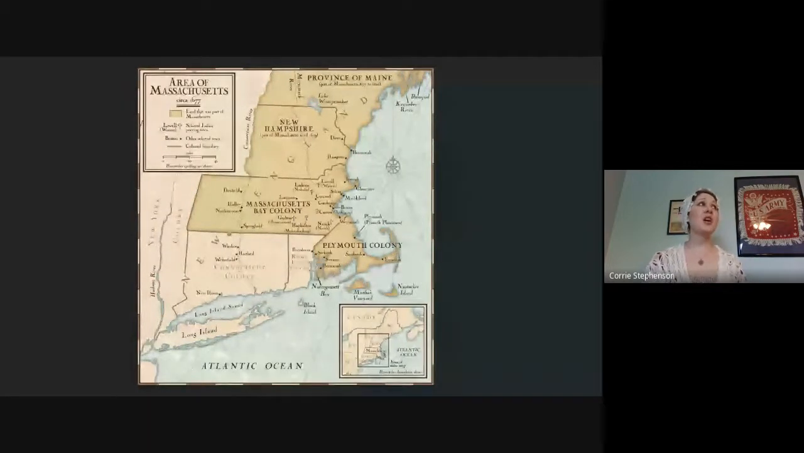Now, they do come for the right to practice their religion freely, but they don't believe in religious freedom. They don't believe in religious toleration. Puritans believe that they are the only people who are correct. And they spent a great deal of time mercilessly persecuting other sects of Christians, horribly persecuting other sects of Christians.